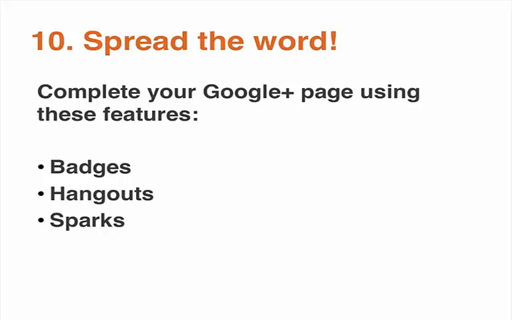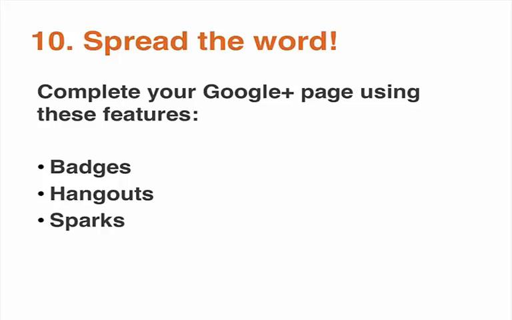Badges are essentially those little buttons that you can put all over the place that essentially say, follow us on Google+. Hangouts are a way to engage people on Google Plus in essentially like a little webinar format or video chat format. And Sparks are a great way to get additional detail or additional information about a particular topic.